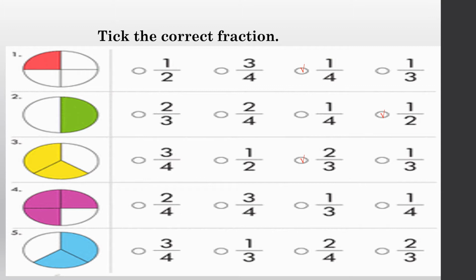Now in the fourth part, total parts are 4 and 3 parts are colored. The colored part you will write on the numerator, that is 3, and total parts you will write on the denominator, 4. So what fraction is formed? 3/4. Now in the fifth one, again 2 parts are colored and total parts are 3. So the fraction formed here is also 2/3.